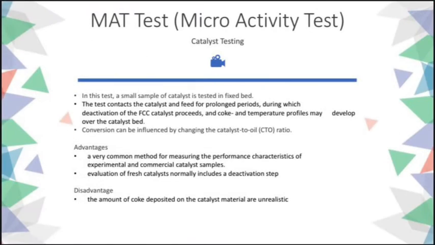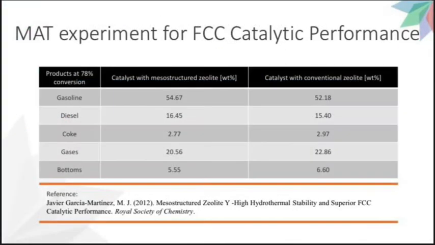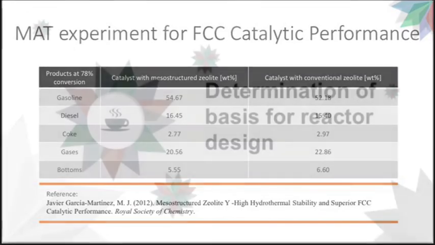The next part is the performance catalyst testing. For our process, we chose the MAT test, which is a microactivity test. In this test, a small sample of catalyst is tested in a fixed bed. The test contacts the catalyst and feed for prolonged periods, during which the deactivation of the FCC catalyst proceeds and coke and temperature profiles may develop over the catalyst bed. We also include the MAT experiment data for FCC catalytic performance.